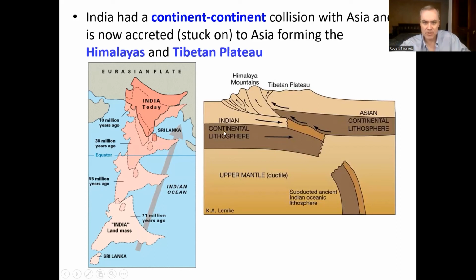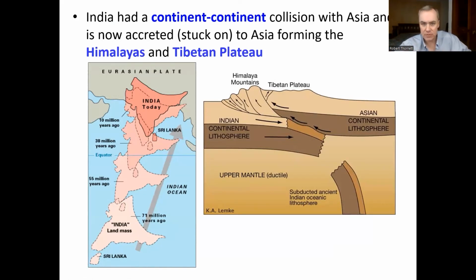So if we remember that, that helps us to understand what's going on in these diagrams here. Notice that here's the Indian plate right here, India over here. Here's the Asian plate. And this is going this way. And what this is showing you down here, it says subducted ancient Indian oceanic lithosphere, meaning this is all of the plate that was under the water between India and Asia for 71 million years. Where'd it go? It went underneath Asia. It's subducted. All that plate subducted underneath.